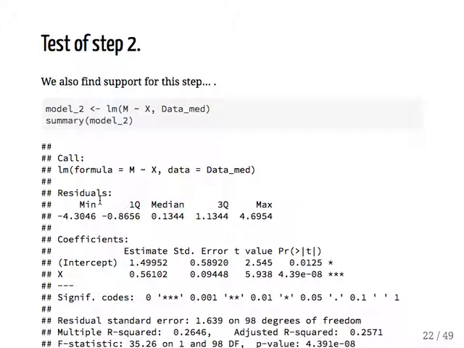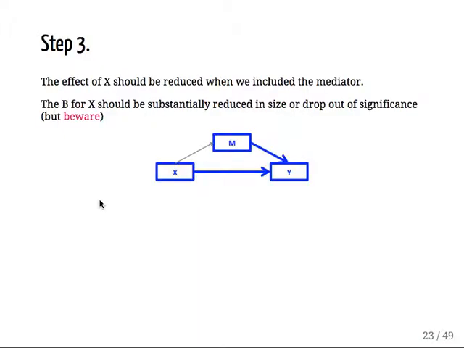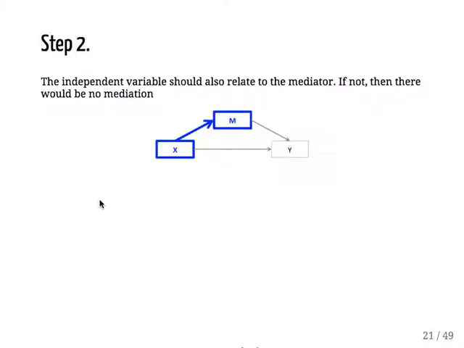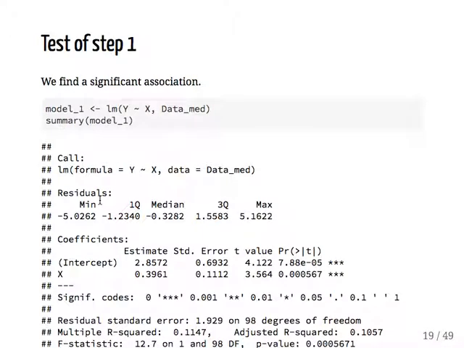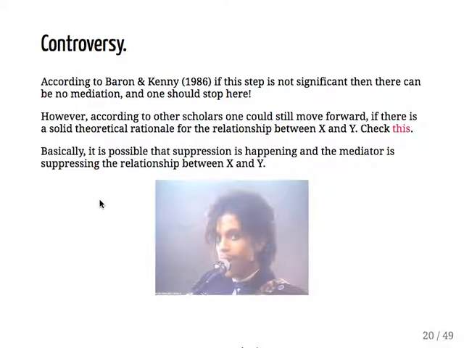So again, it's a regression. But this time, we're regressing our independent variable on the mediator. Now, the rationale is that the effect of x should be reduced when we include the mediator in our model. So the coefficient that we have here, this estimate, should drop once we add our mediator to the mix. So that's the rationale behind it.